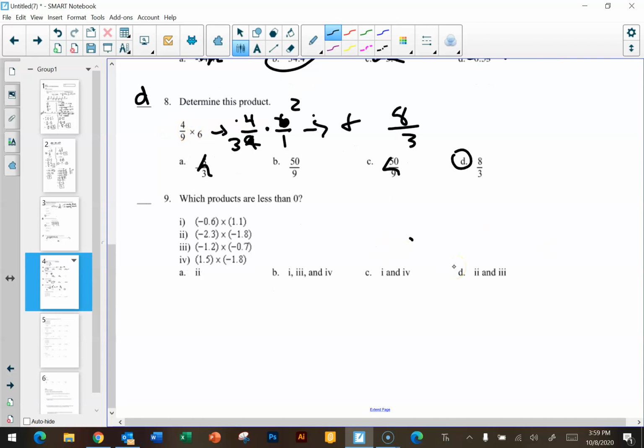Which products are less than 0? Okay, let's do the same thing, like minus times a positive, that's going to be negative. Negative times a negative, that's going to be positive. Negative times a negative is a positive, and negative times a positive is a negative. So which ones are less than 0? This one is, and this one is. So 1 and 4. Hopefully that's an option. There it is, C.